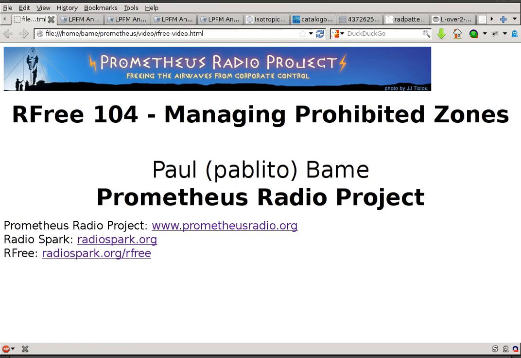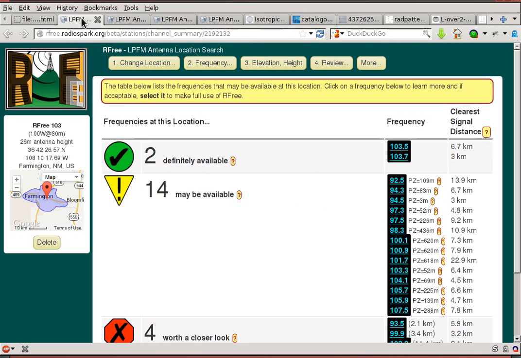So let's get started. We're going to use our familiar example in Farmington, New Mexico. This is actually from RFree 103. And in this example, we're going to focus on the frequency 94.3. It's a yellow channel. It might be available, but it has a prohibited zone. It's 83 meters. And for the purposes of this arbitrary example, let's say that we cannot handle an 83 meter prohibited zone. That's not unusual. That's a pretty big distance.